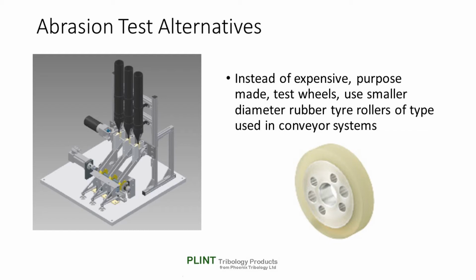There is some merit in devising systems that, instead of using expensive purpose-made test wheels, use smaller diameter rubber tyre rollers of the type used in conveyor systems. These can typically be purchased for as little as $10 per roller. For what is essentially a comparative test, it should be relatively easy to establish the equivalence between a test in accordance with the standard and tests as performed on a modified device.